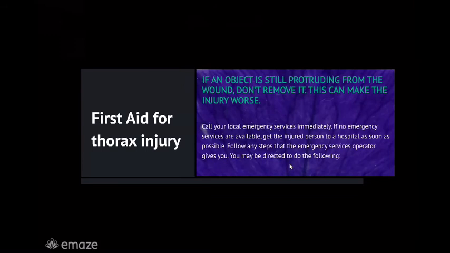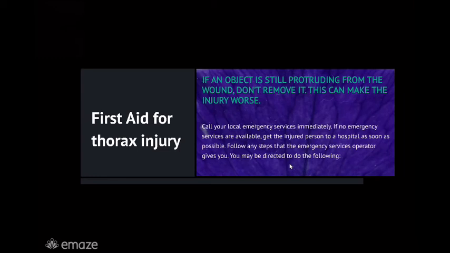I am Nawaf Al-Asbali. I will provide some instructions for first aid for thorax injury. First, if an object is still protruding from the wound, do not remove it. This can make the injury worse, because if there is a knife or any stab wound, removing the object may lead to more bleeding, heavy bleeding, that may lead to death within minutes.